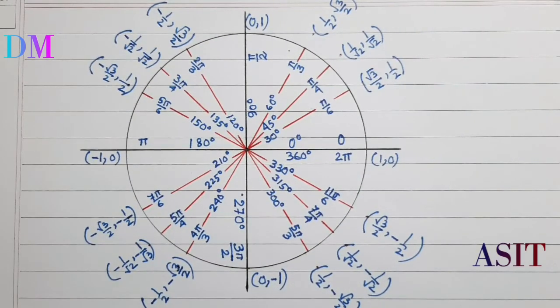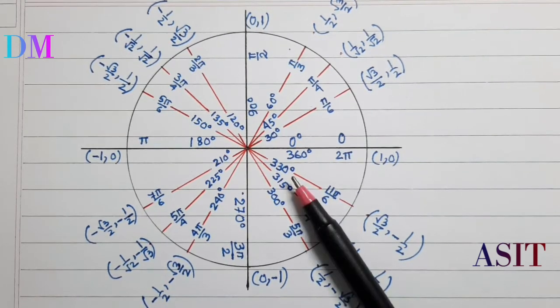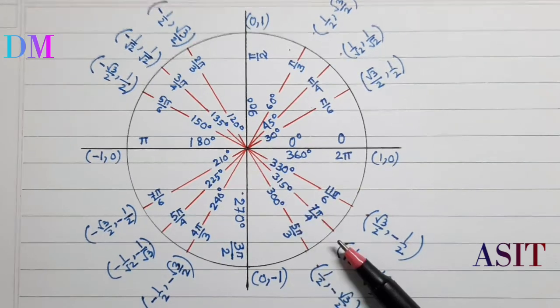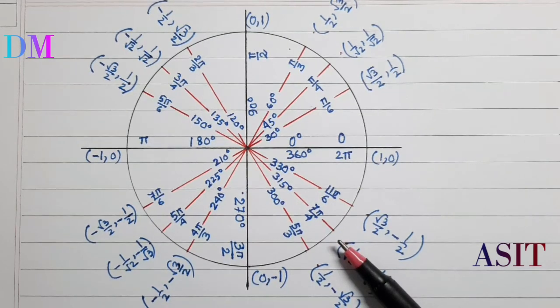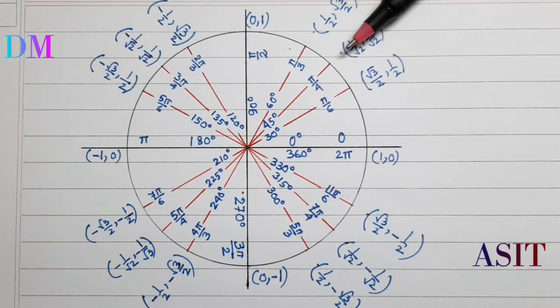Now if we take the angles in the negative sense, that is if we take the angles clockwise, then 330 degrees will be minus 30 degrees. Similarly 315 degrees will be minus 45 degrees. Therefore we can say that the angles which are in the lower half of the x-axis are the negatives of the corresponding angles in the upper half.